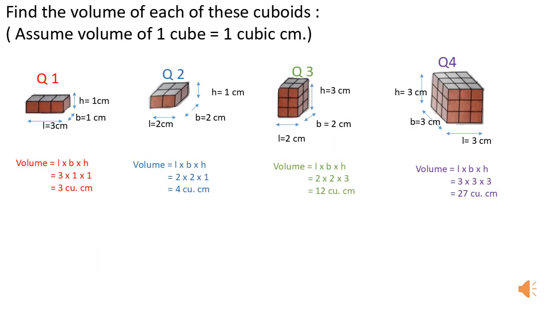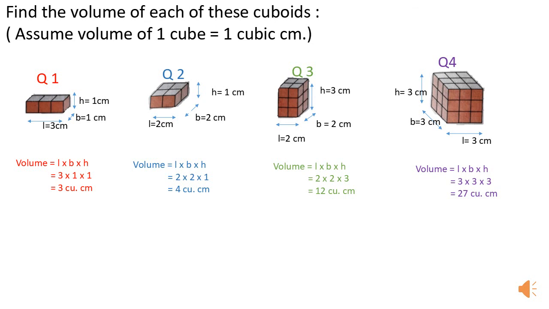Children, see this question. Find the volume of each of these cuboids. Okay. Now one cube, when you see, it is having the length, breadth and height as 1 centimeter. That means volume of one cube you have to assume to be 1 cubic centimeter. So now see the first question. How many cubes do you see? You can see that 3 cubes are there. So volume will be 3 cubic centimeter.